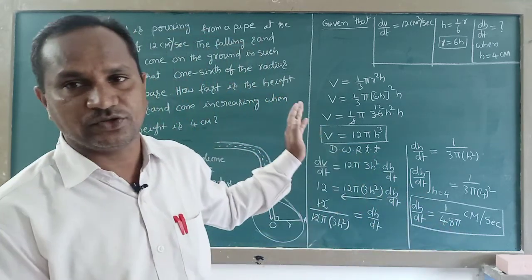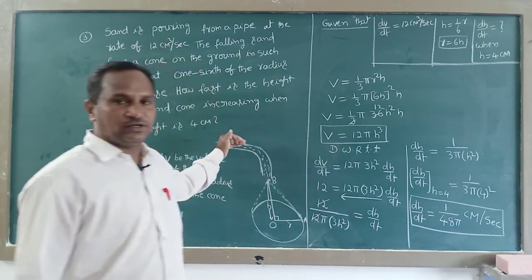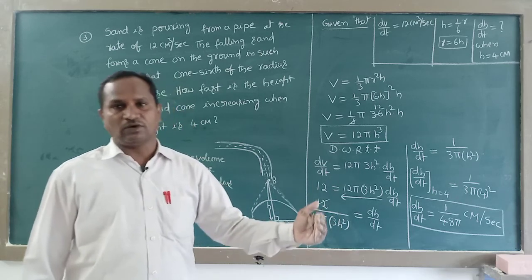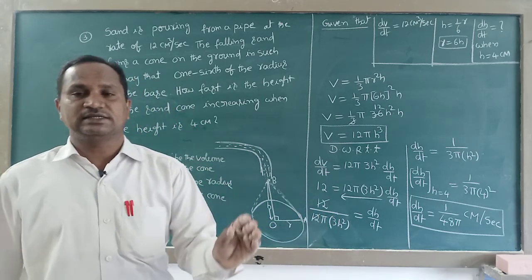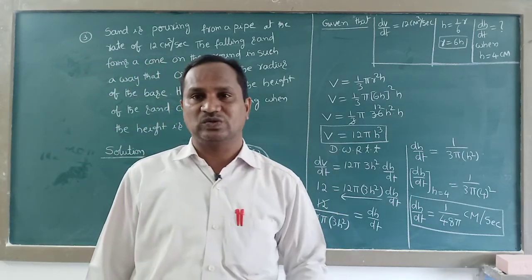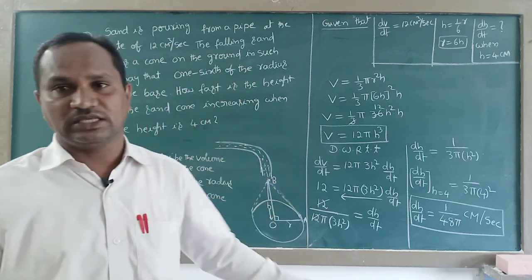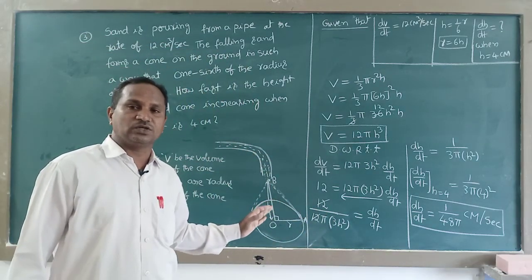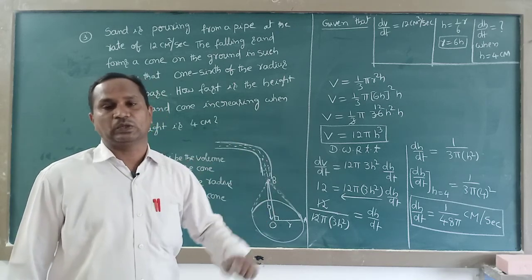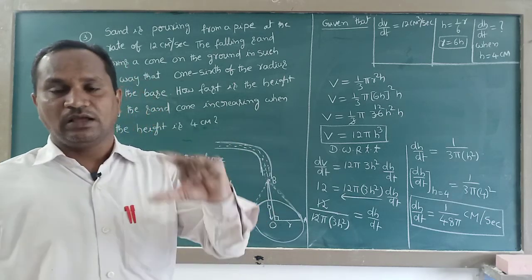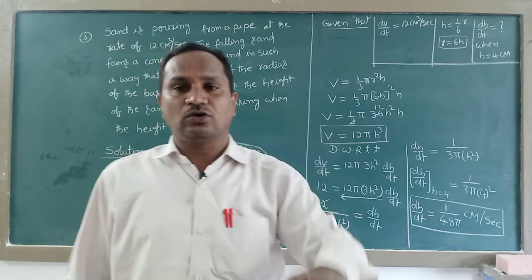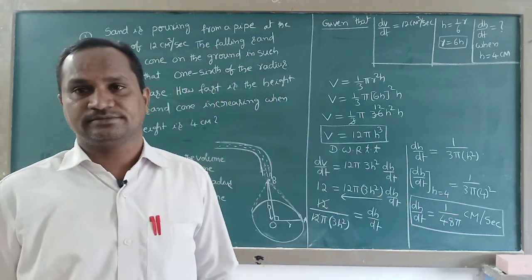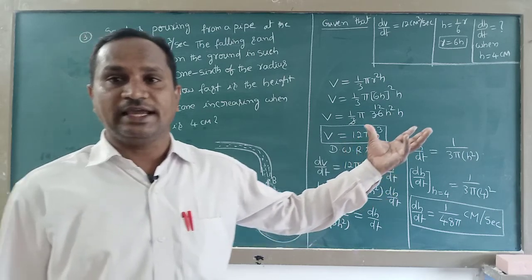The sand question. In this sand question, they are sending sand through one pipe. It is falling on the ground, and that should be in the shape of a cone. And for that cone, they gave some conditions. That is, the rate of change of volume for that cone, they gave 12 centimeter cube per second. At the same time, height also will be 1 by 6th of the radius. With the help of that, we got the h value.